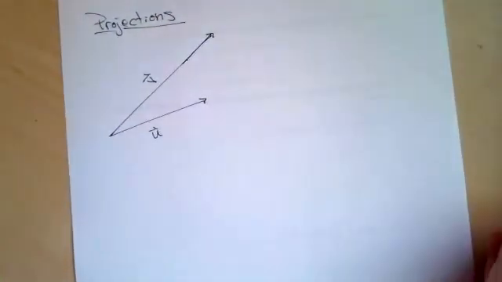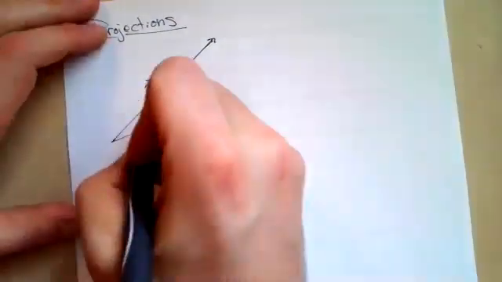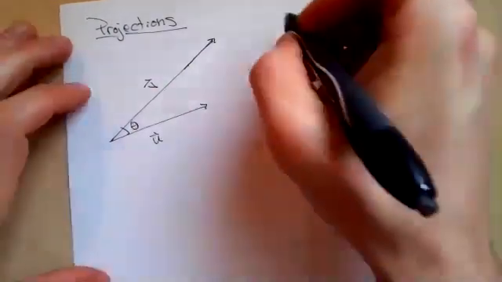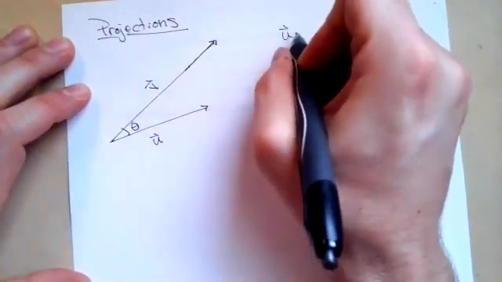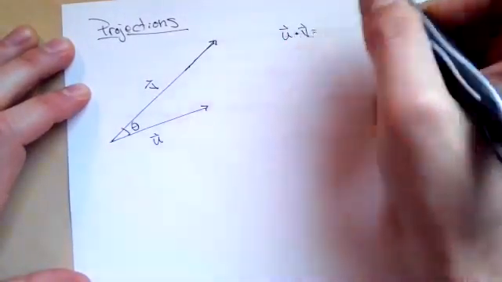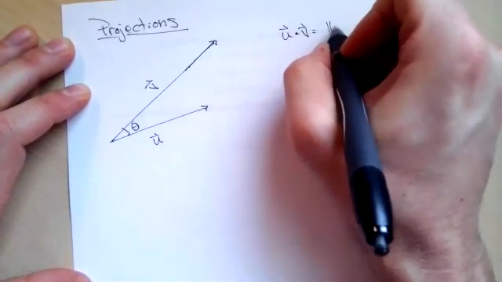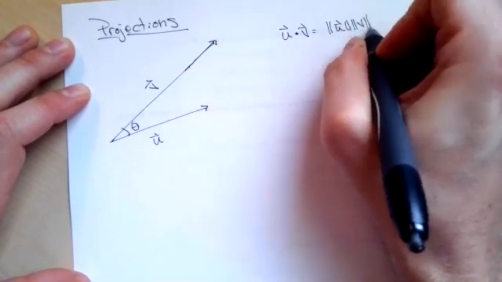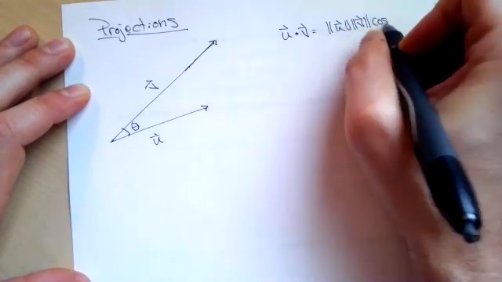So let's say we have two vectors, u and v, and we have some angle between them, theta. And we know that the dot product, u dot v, is given by the norm of u, norm of v, times the cosine of theta.